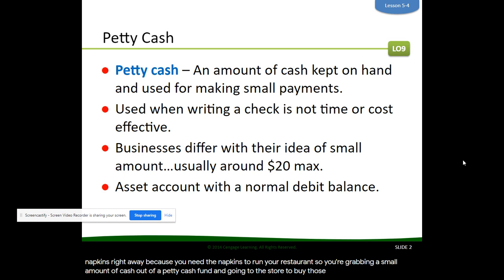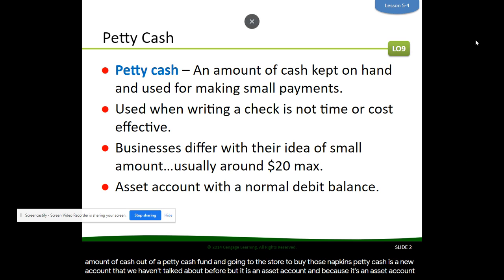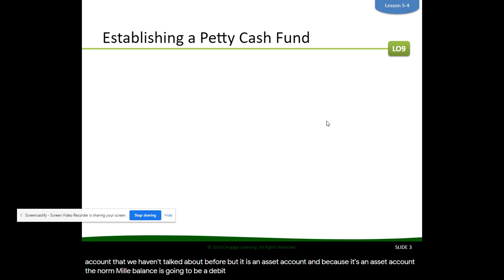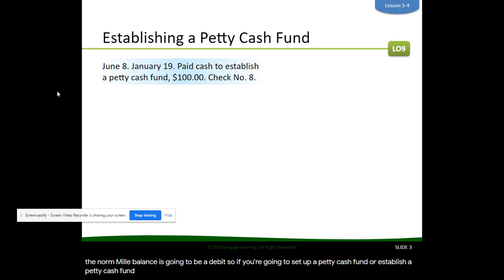buy those napkins. Petty cash is a new account that we haven't talked about before, but it is an asset account. And because it's an asset account, the normal balance is going to be a debit. So if you're going to set up a petty cash fund or establish a petty cash fund, here's the transaction. January 19th, paid cash to establish a petty cash fund for $100.